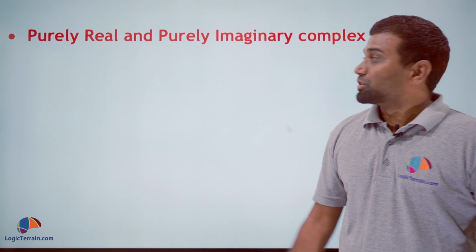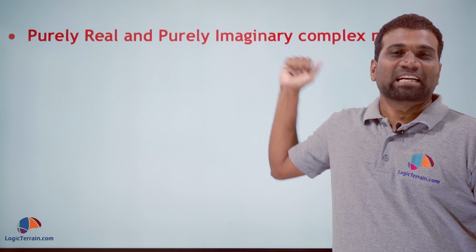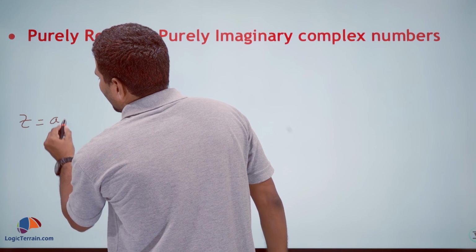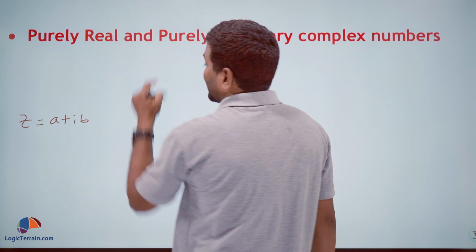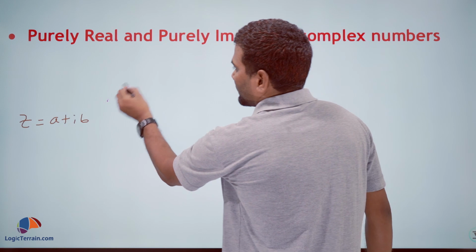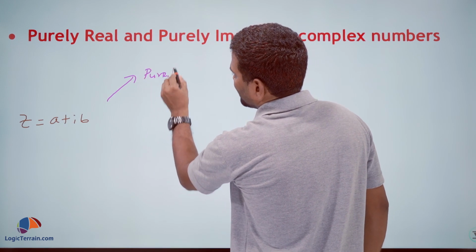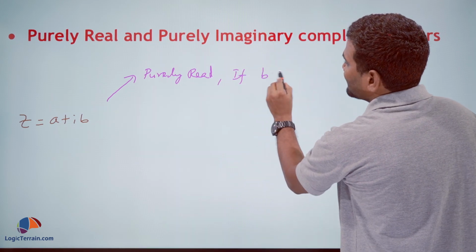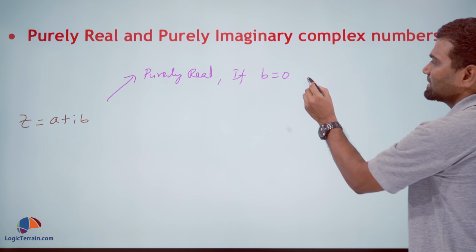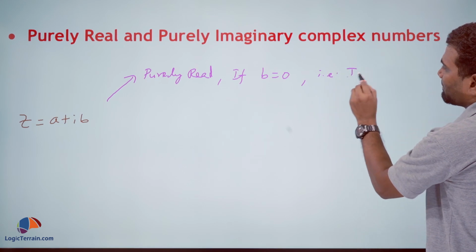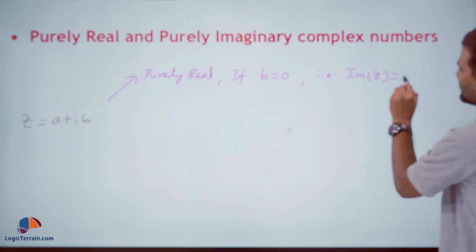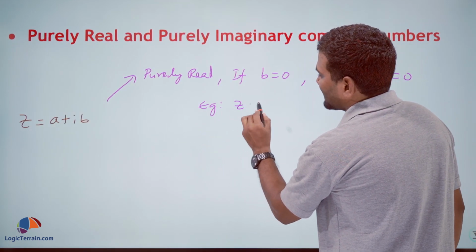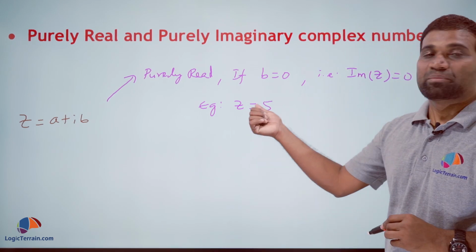Now we'll discuss purely real and purely imaginary complex numbers. A complex number z = a + ib is called purely real if b = 0, that is, the imaginary part of z is 0. For example, z = 5. It is a purely real complex number.